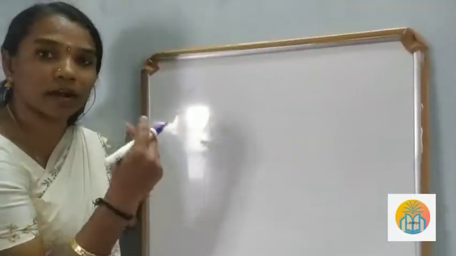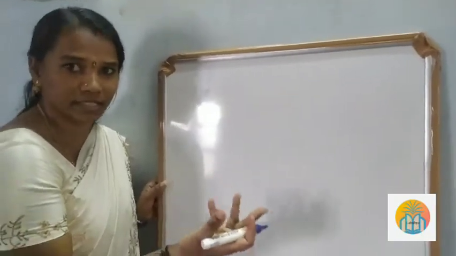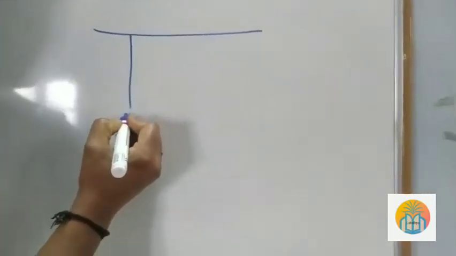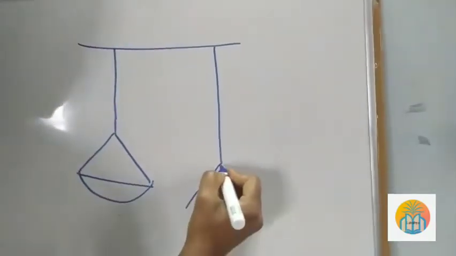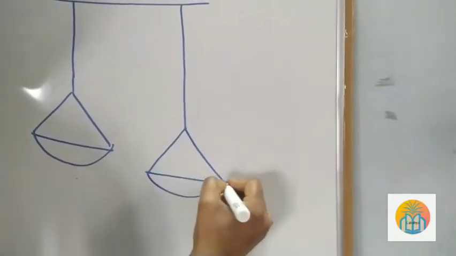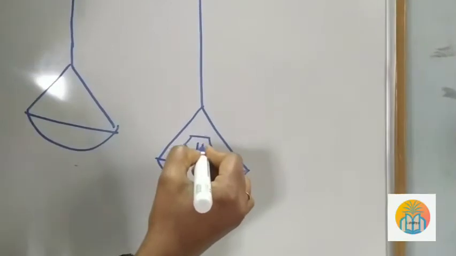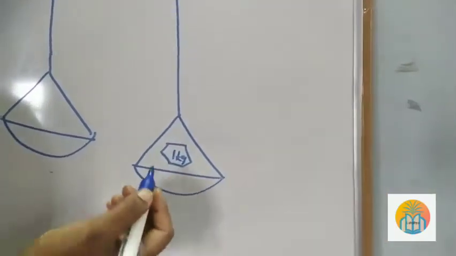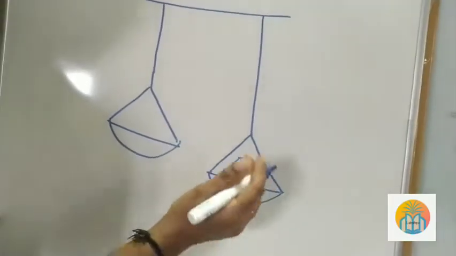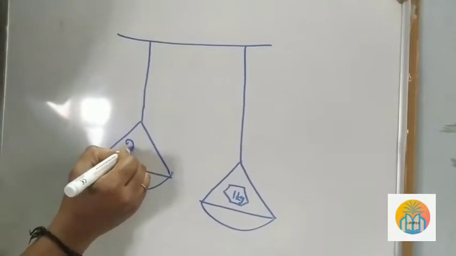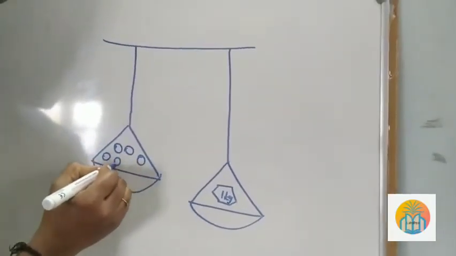Come, let's go into the shop and order some things, for example some vegetables, 1 kg of vegetables. Let's observe the shopkeeper's weighing balance. On one pan he keeps the kg, that is the weighing stone. I have ordered 1 kg, so the stone will be on the right side pan. On the left side, whatever things we have ordered, some vegetables.